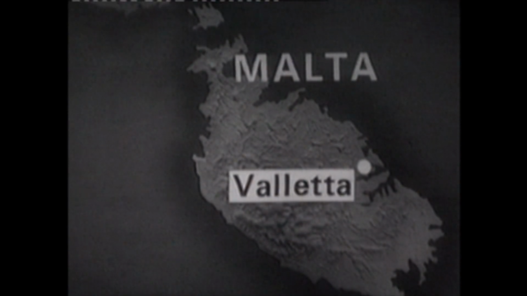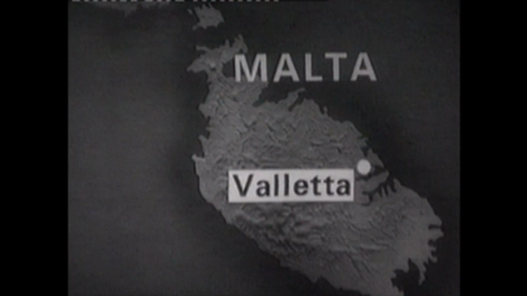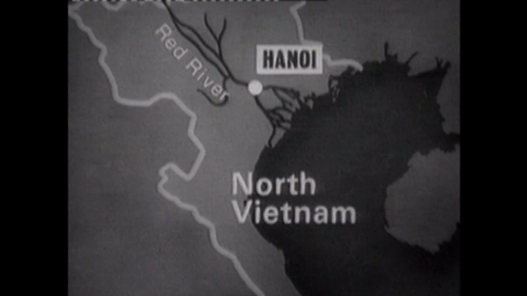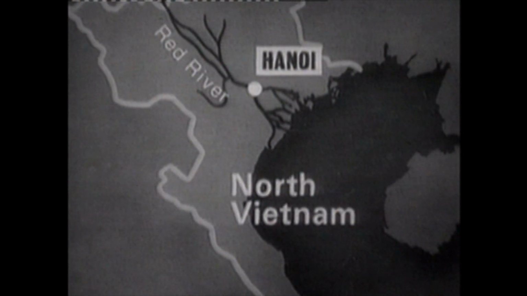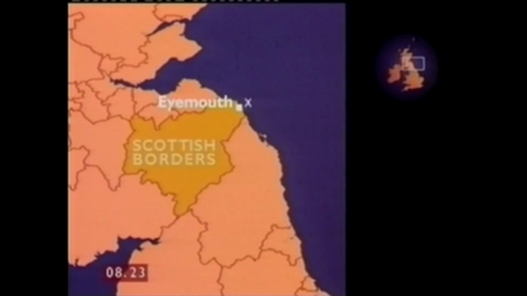This map is from a 1967 news bulletin. It shows Malta, but doesn't tell the viewer where in the world Malta is. And in the same bulletin we see a close-up map of Vietnam, but again without it being placed in any geographic context. This map introduced an item on breakfast about a fishing tragedy in a village called Eyemouth.